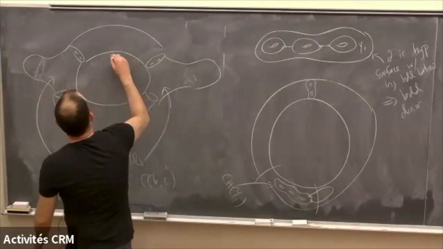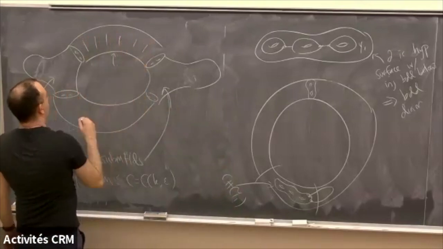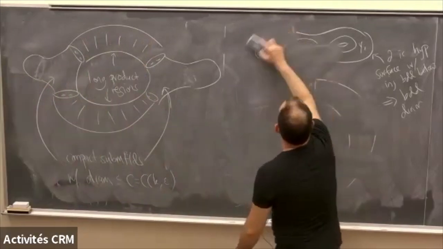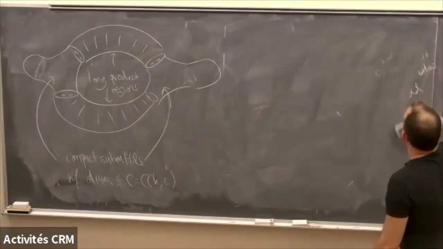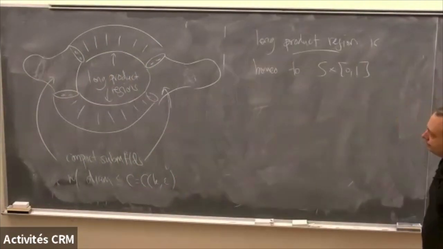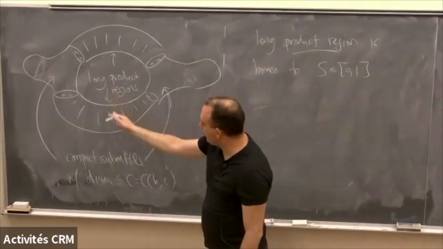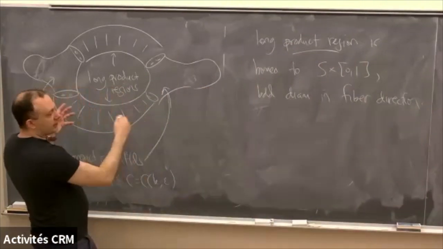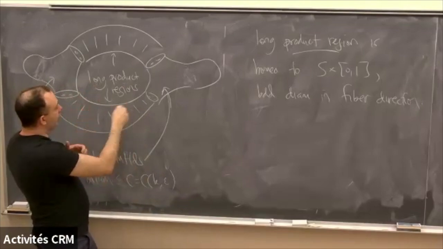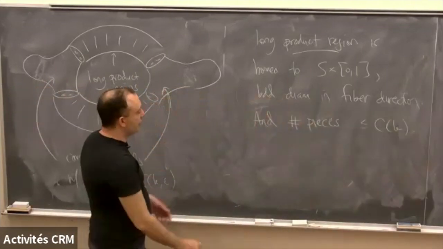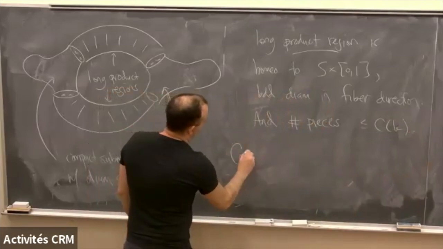And these things are what we call long product regions, where a long product region is homeomorphic to a surface times an interval, in a way where the geometry is bounded in the fiber direction. Also the complexity of this picture, like the number of pieces, is bounded in terms of the rank.